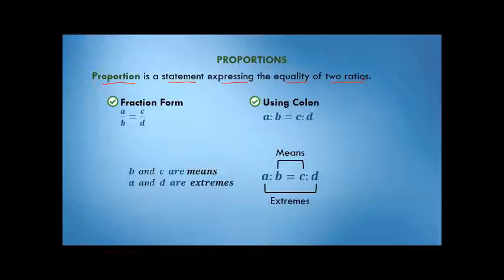So pag ang dalawang ratio, ini-equate natin, ang expression na yon ay tinatawag na proportion. So, meron tayong dalawang form. So, fraction form, ibig sabihin dalawang fraction na equated. Then, meron din tayong tinatawag na using colon or the colon form, dalawang ratio na naka-colon form at equated to each other. So, that is proportion. So, dalawang ratio na equated.